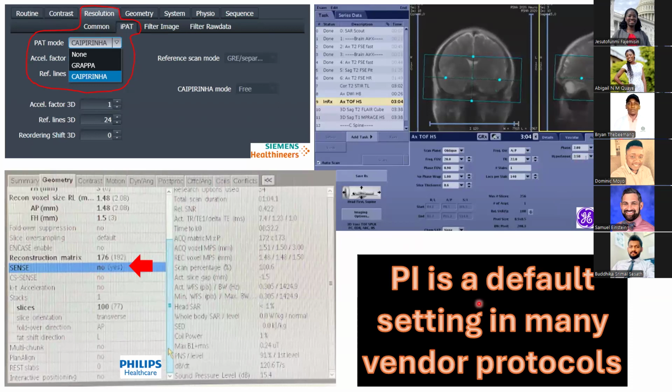So the main thing to point out again is that this is a very mature technique, and parallel imaging is ever so common now on many protocols. And by virtue, many default settings are actually turned on. So parallel imaging is already working in the background, regardless of whether you actually know it or not.